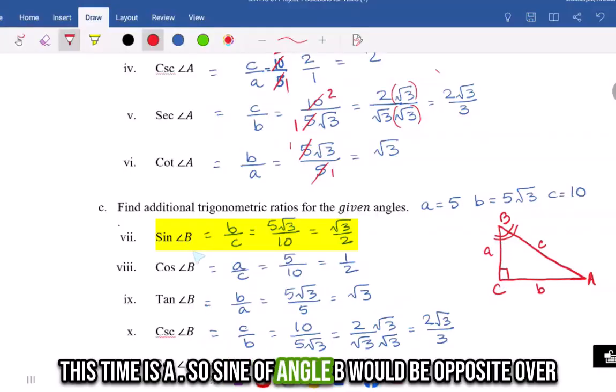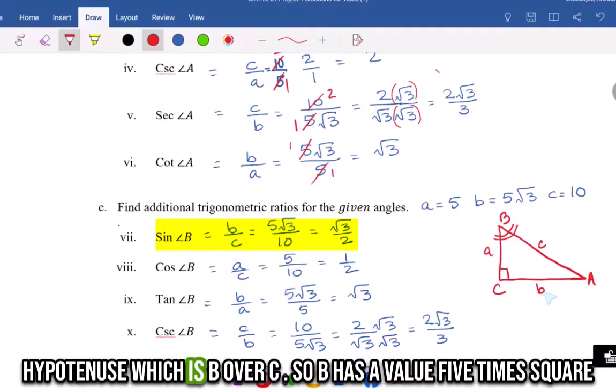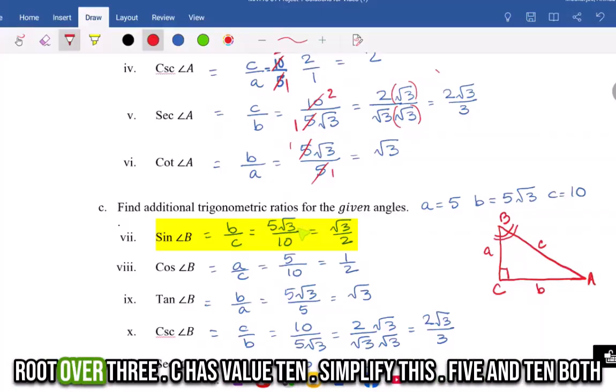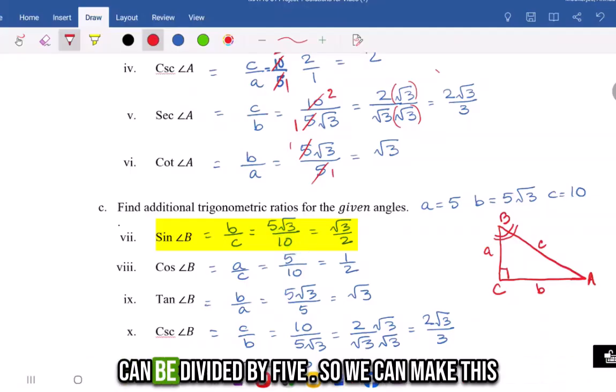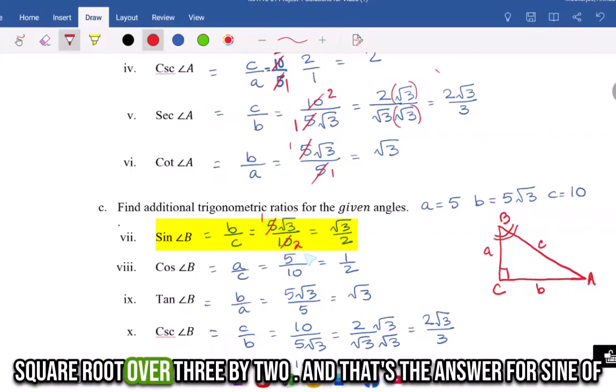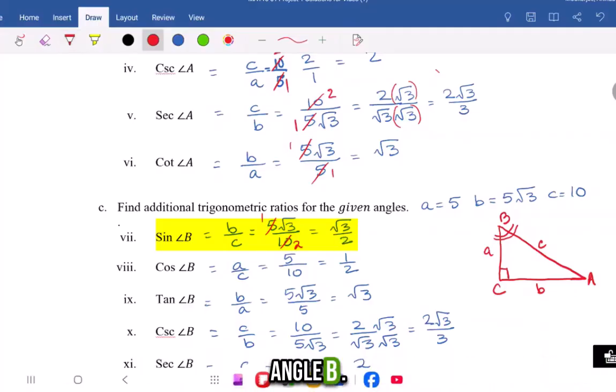So sine of angle B would be opposite over hypotenuse, which is B over C. So B has a value of 5 times square root over 3. C has a value of 10. Simplify this. 5 and 10 both can be divided by 5. So we can make this square root over 3 by 2. And that's the answer for sine of angle B.